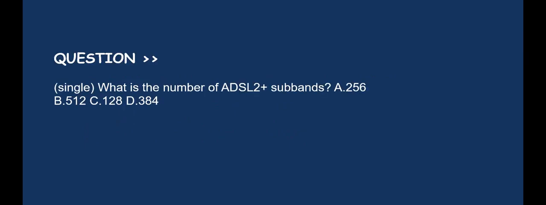The next question is, what is the number of ADSL2 plus subbands? The options are option A, 256, option B, 512, option C, 128, option D, 384. This is a test question. All you need to do is to answer it in the comment.